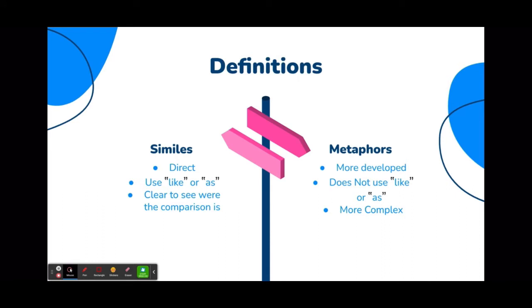So first, similes, they're easier to point out and they're more direct. They compare a thing to another by using the word like or as, and it's compared in a way that you can clearly see where the comparison is being made. Metaphors are there to make your writing more developed and fancier, so they make a comparison between two things in a more complex way. There's a symbol that represents something else, so they're basically the same as similes, but they don't use the word like or as.